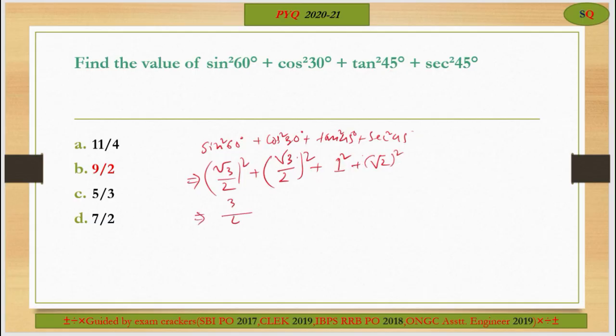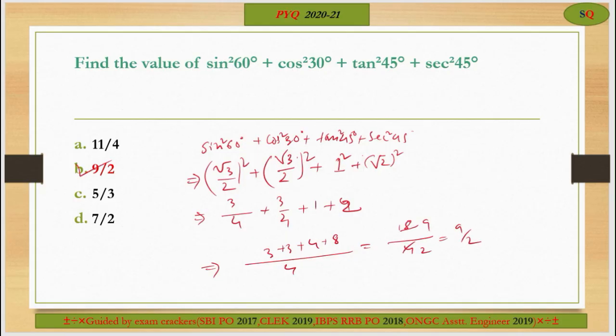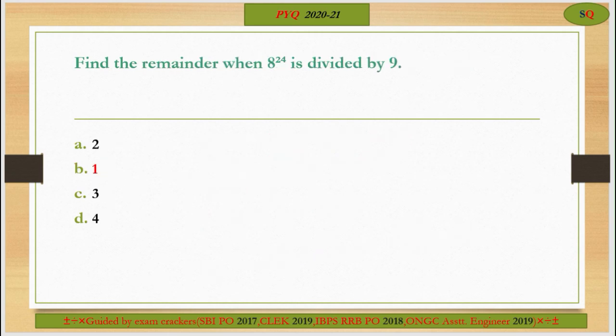Therefore 3/4 plus 3/4 plus 1 plus 2. Sorry, it is 2. It will be how much? 18 by 4, 9/2. So the answer is 9/2. Answer is B. Next question, find the remainder when 8 to the power 24 is divided by 9.